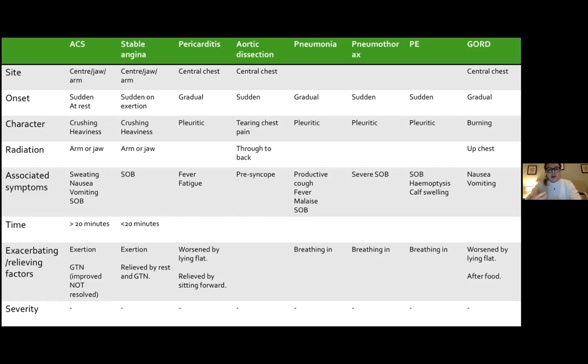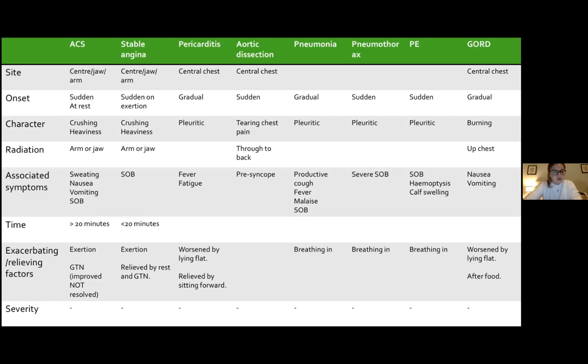And then from there, they've said they're short of breath. Okay, so this could be ACS or stable angina, but it also could be your respiratory causes. So do they feel feverish at the moment? Have they been having a productive cough? You're just really trying to whittle down your differentials here. I'm not going to go through them all, but you can look at the table after in terms of what associated symptoms will give you your differential.